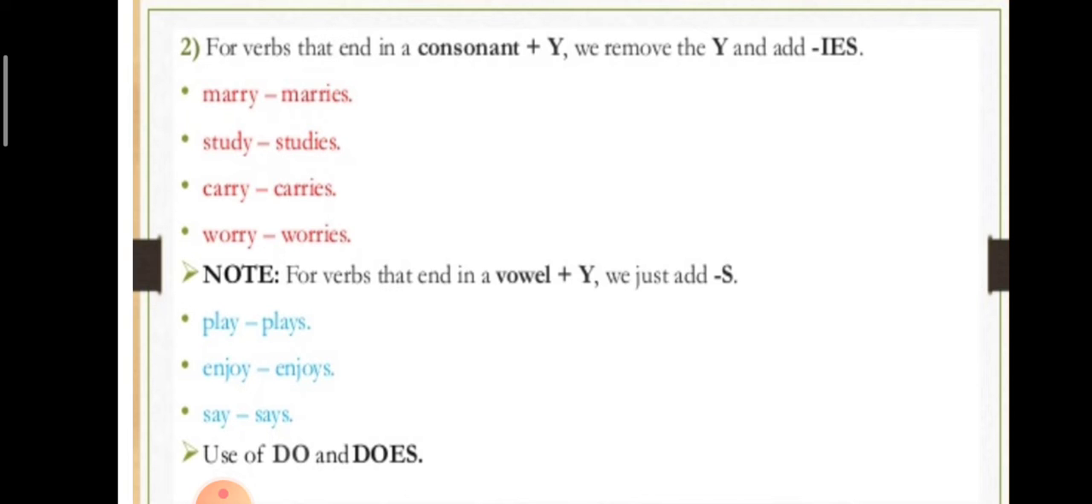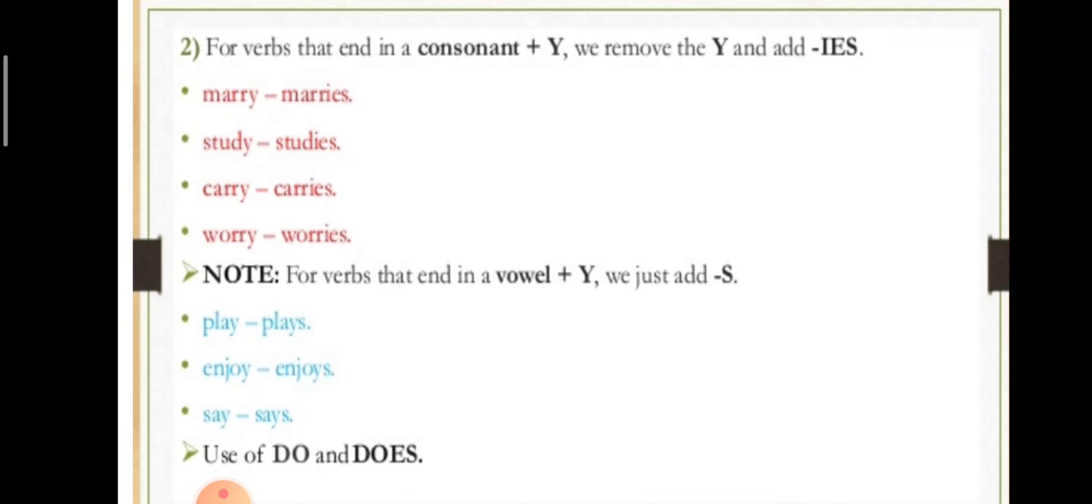What is meant by consonant? I hope you know what a consonant is. Consonants are all the letters except the vowels. There are 21 consonants in the English alphabet. A, E, I, O, U are the exceptions, so they are called vowels.